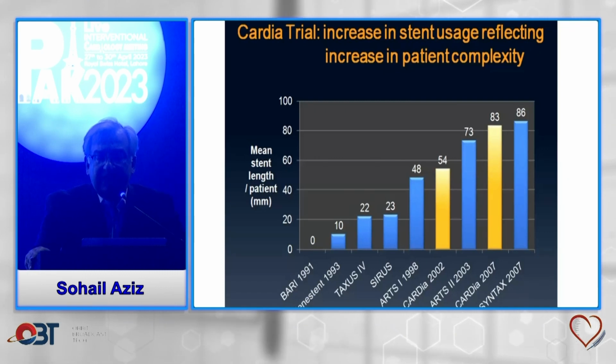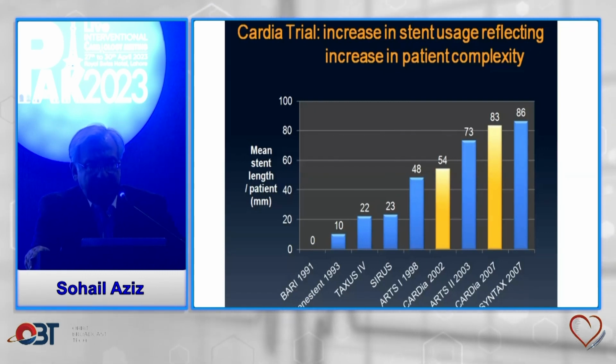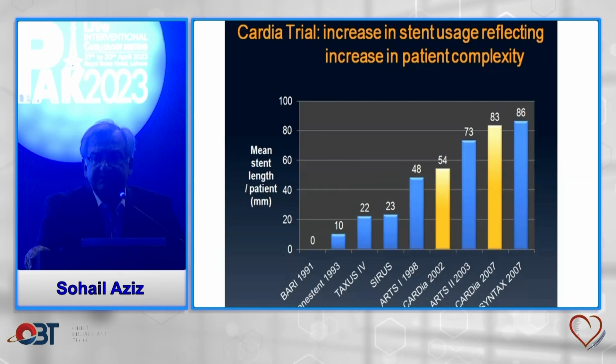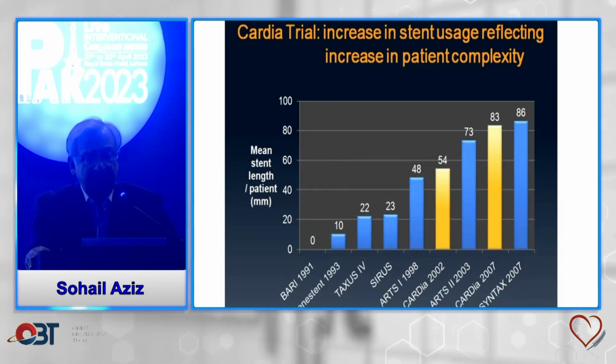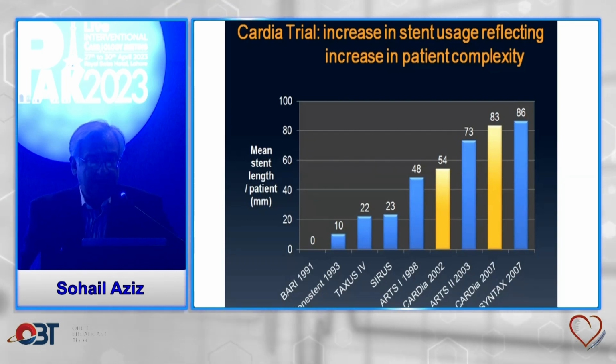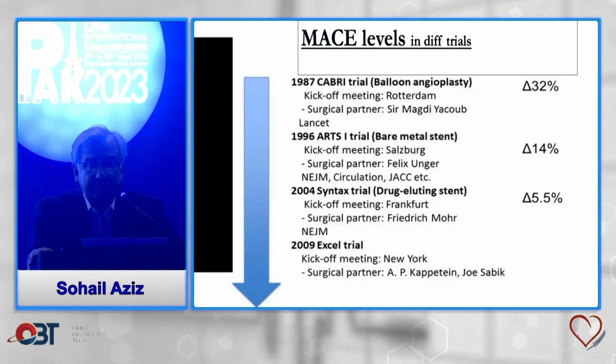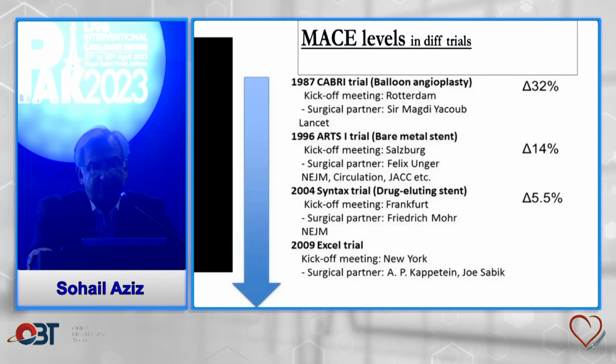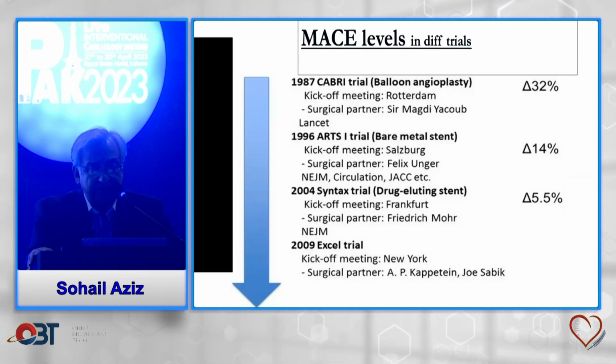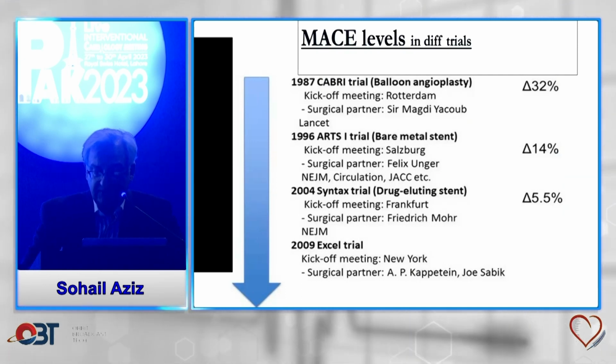With all this progress, the length of stents kept on growing. And in the SYNTAX, the average length was 86 millimeters, and in some patients over 300 millimeters of stents are used. And in the trials which followed for CABG versus PCI, the MACE rate kept on coming down. From POBA to bare metal to drug eluting, and now the XIENCE and all, they've got wonderful outcomes.